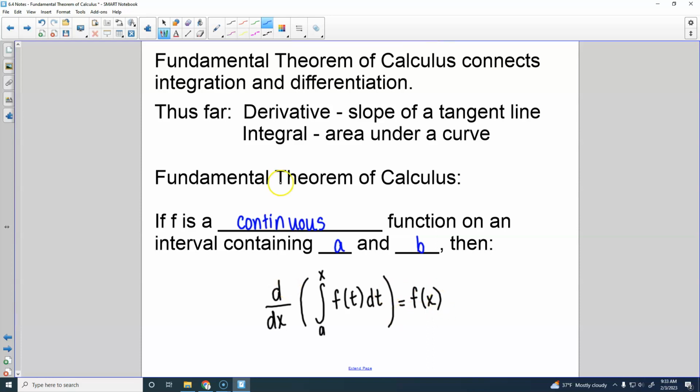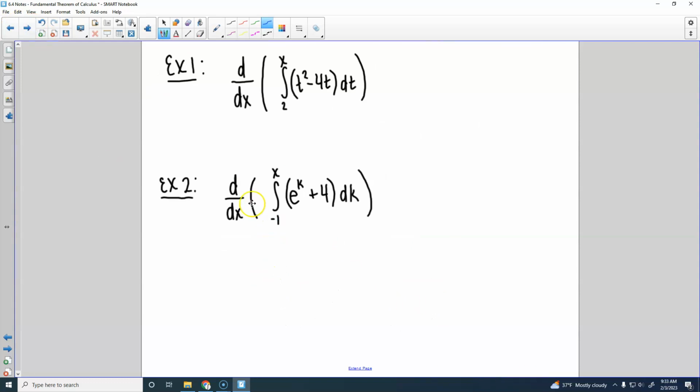So, let's look at what this is going to look like. Okay, now something that you need to note, we're doing the derivative of the integral from 2 to x of t squared minus 4t dt. A couple things to note right here. This number right here must be a constant.